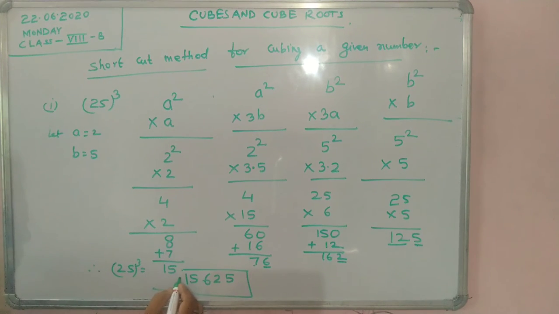Understood, students? So this is the 25 cube. I hope you have understood this concept. If not, I can repeat one more time this method with another example. Alright? Let's move on to another question. Let us see.